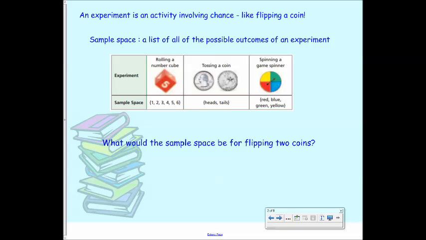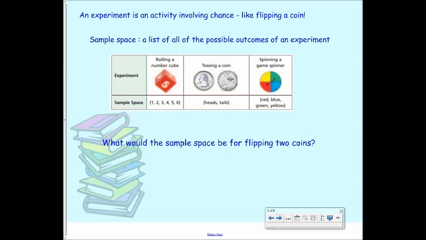Flipping a coin is also one. Spinning a spinner. Taking a bag of marbles. If I put all your names in a hat and picked one out, there would be a chance that I could pick Brian. There actually would be 2 chances I could pick Brian, right? So all those experiments are just activities that involve chance, okay?